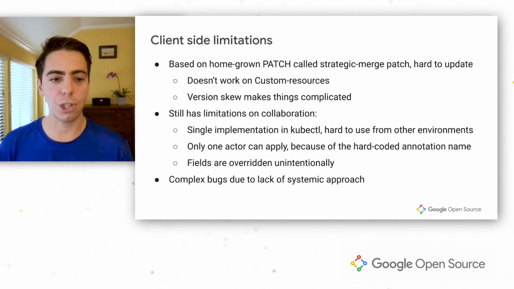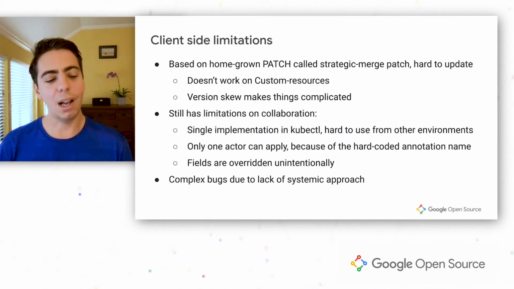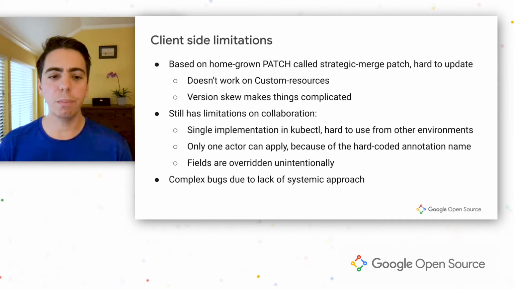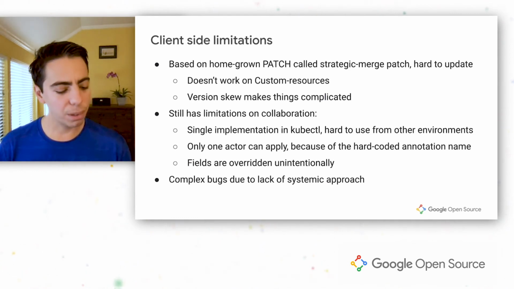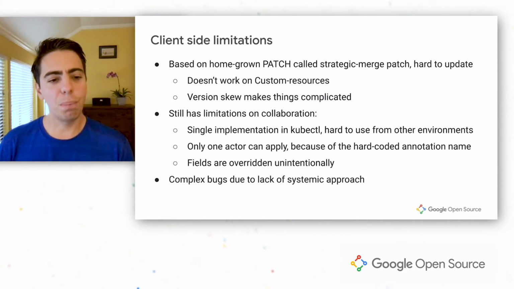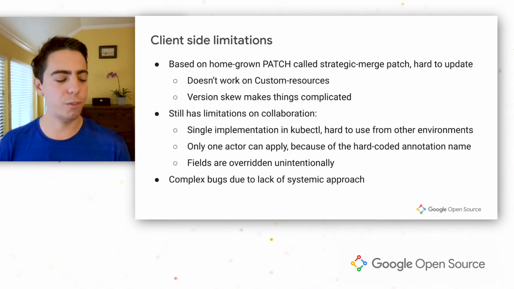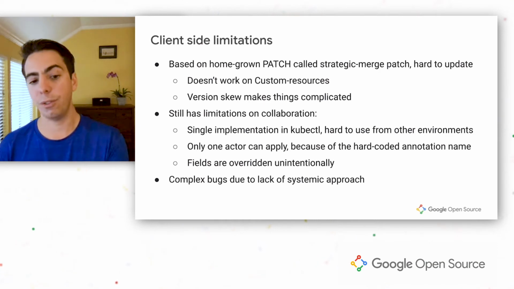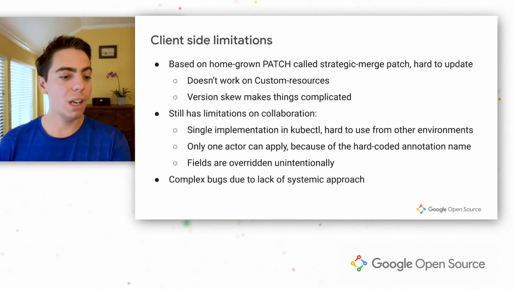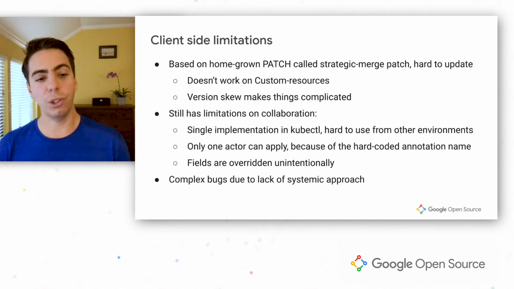One of the other challenges is that only one actor can apply. Because we have this annotation that says this is the last thing that you applied, no one else can come and use the same annotation, obviously, because they would just not agree. So we could create maybe another annotation, but clearly people would take the chance and just override their fields constantly. If you have an opinion about a field and I have a different opinion about the same field, anytime I'm applying, I'm going to overwrite your change.